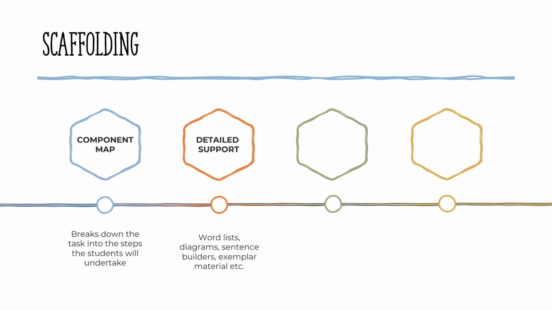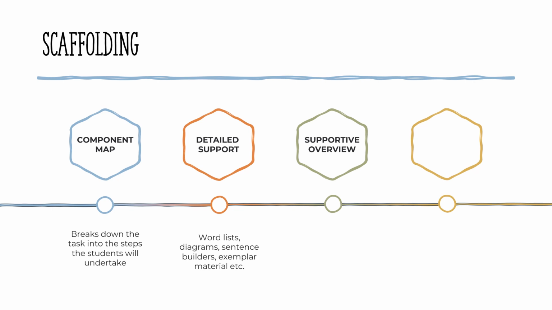We then need to think about the detailed levels of support that we're going to offer students. This might include word lists, diagrams, concept maps, sentence starters, sentence builders, useful phrases and connectives, different prompts for ideas, knowledge organisers, exemplars of different elements, something that we could give students if they are struggling with their access to any kind of activity.